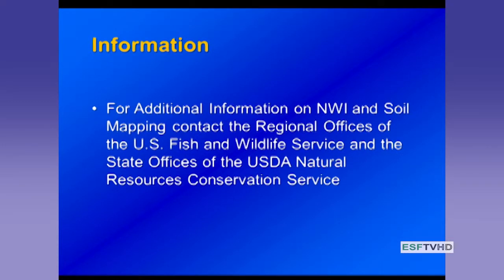For more information on the National Wetland Inventory and soil mapping, you should contact the appropriate agencies. For the Fish and Wildlife Service, you should contact their regional offices and ask about the National Wetland Inventory maps, because there may be maps as well as other products available of interest in your particular area. For soil mapping, be sure to contact the state office of the Natural Resources Conservation Service.